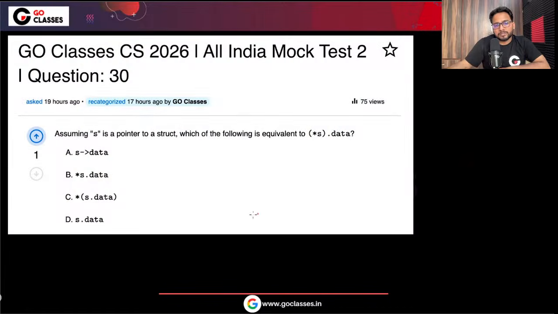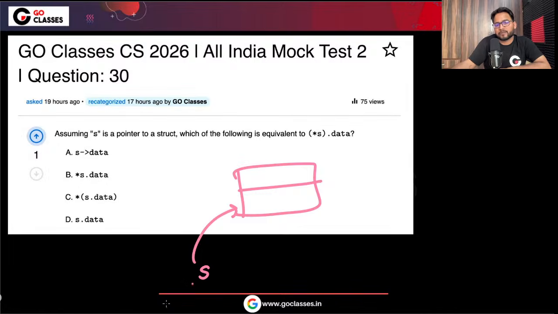Now let's solve this question. This question was related to struct and was related to C programming. So what they are saying is, let's just consider a pointer, okay, which is pointing to a struct. Let's suppose this is one struct and S is actually pointing to the struct. Then they're asking what does star S dot data mean?